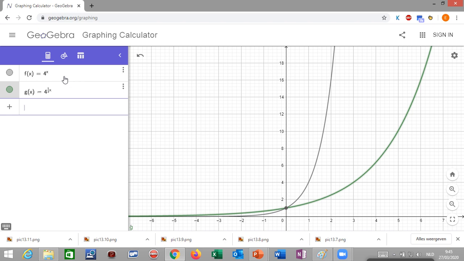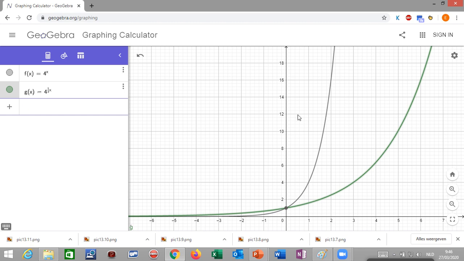Okay, so we are interested in how we can get to the green one starting from the gray one. If you look carefully, here for example for the gray one x is equal to 1, for the green one x is equal to 3. So we have a stretch with a factor 3. We can check that for another point. Here for the gray one x is equal to 2, and for the green one x is equal to 6. So we have a stretch again with a factor 3. So it's for all those points.